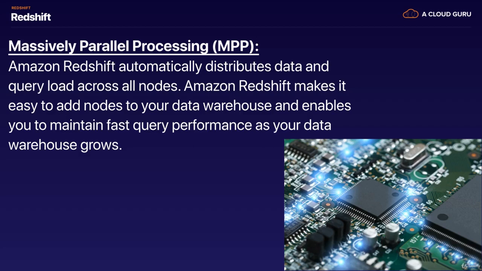Redshift also comes with massively parallel processing, so it automatically distributes data and query loads across all your nodes. Redshift makes it easy to add nodes to your data warehouse and enables you to maintain fast query performance as your data warehouse grows. So you can actually scale out with Redshift by adding more and more nodes behind your leader node.